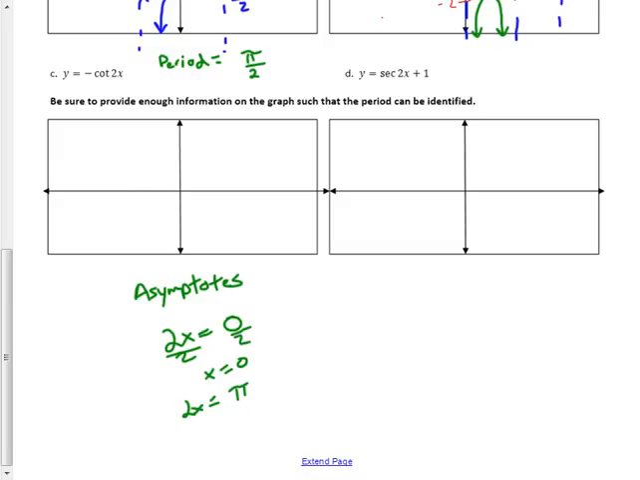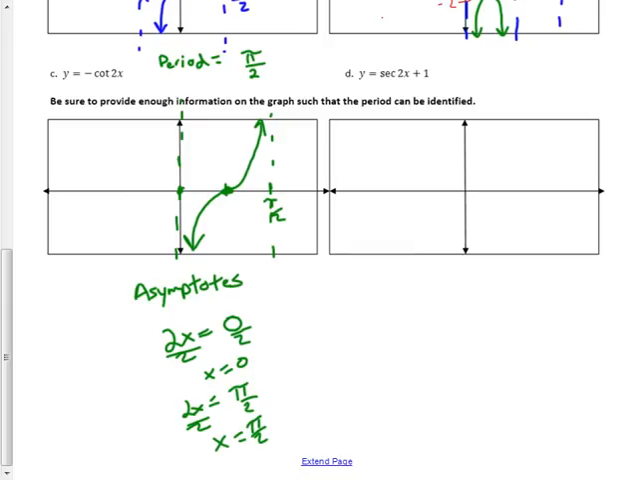x equal to 0 is my first asymptote. And divide by 2, x equals pi over 2. Pi over 2 is my second asymptote. It's at 0 and at the end of my period here. So I've got the 0 point there. I have a negative in front of this cotangent. When I put that negative in front of the cotangent, usually it goes up to the left and down to the right. But now because I put that negative in front of there, it's going to go up to the right and down to the left.